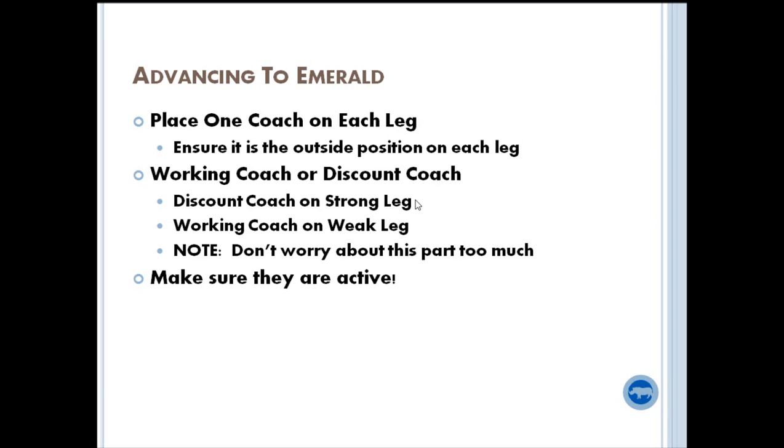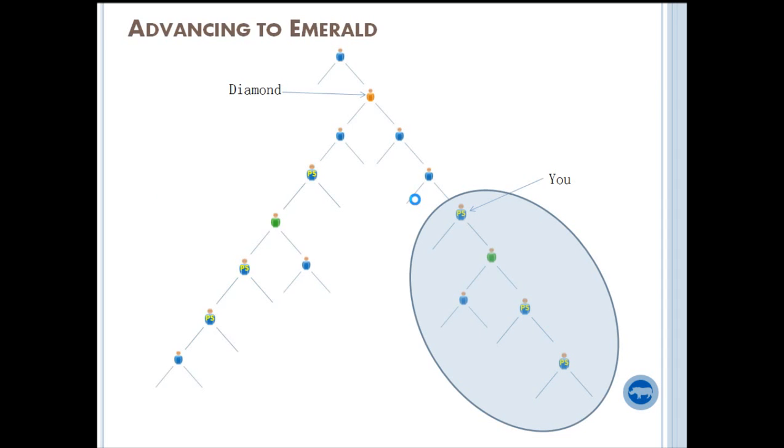Just make sure there's one on each leg, and make sure they're active. Make sure they've got their Shakeology or whatever, because you need to have 50 PV. They need to be active for you to stay Emerald. If they're inactive and not either purchasing something themselves or making some type of sale, then you will not get your Emerald. Okay, so that's how you advance to Emerald: 2 coaches, 1 on each leg, and that's the strategy there.